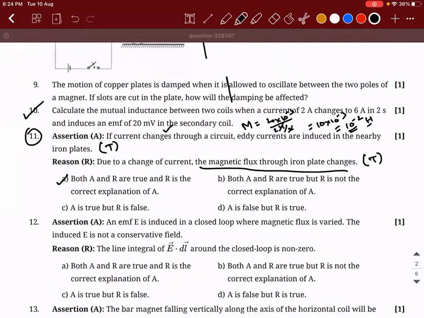Next. An EMF E is induced in a closed loop where magnetic flux is varied. The induced EMF is not a conservative field. An EMF is induced in a closed loop where magnetic flux is varied.